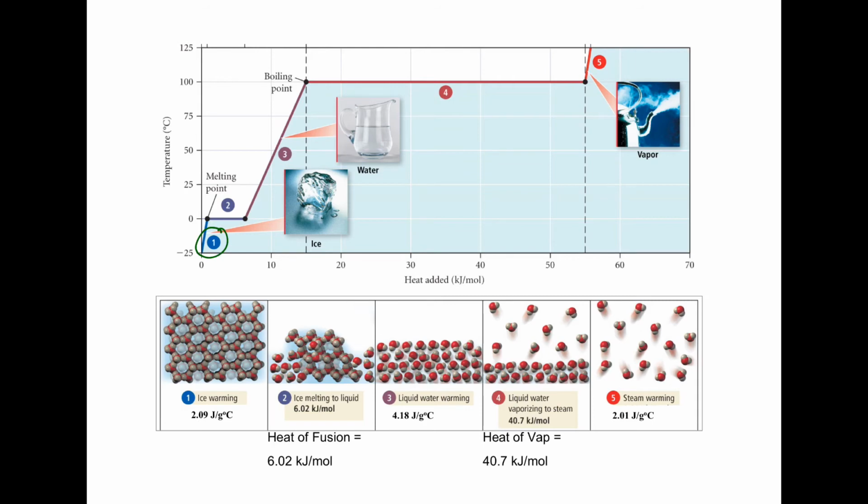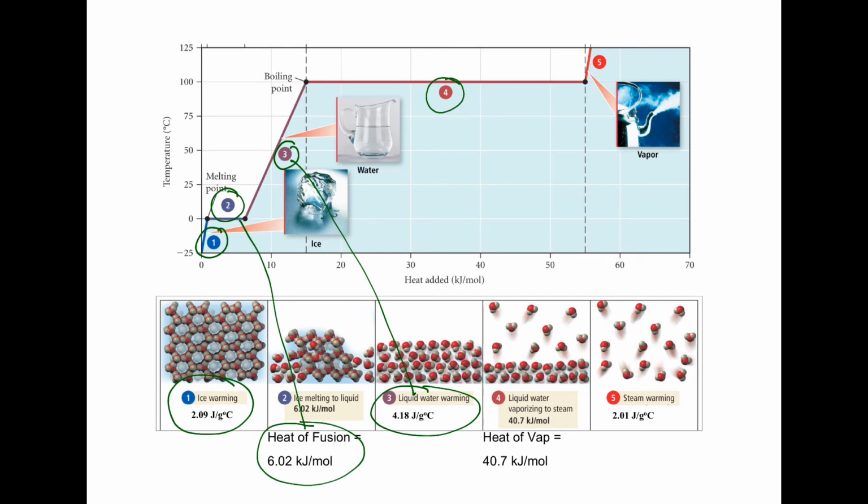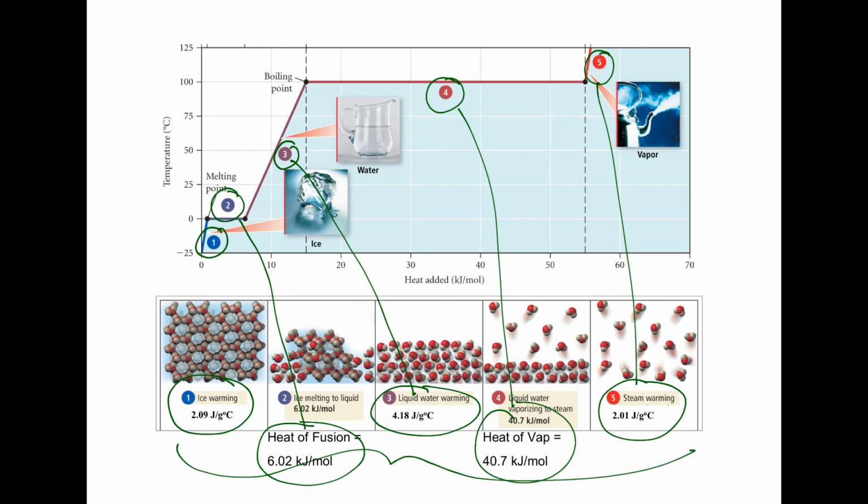For part 1, we're heating up the ice, and so we will need to reference this specific heat of ice. For part 2, we will be melting the ice, and so we will reference the delta H of fusion. During part 3, we're heating up the liquid water, and so we'll need the specific heat of liquid water. During 4, we're going to be boiling the water, so we'll need to use the delta H of vaporization. And during 5, we'll be heating up the steam, and so we need to use the specific heat of steam. Now, all of these numbers down here are not numbers that you would know off the top of your head. They're all numbers that I got from the appendix in our book.